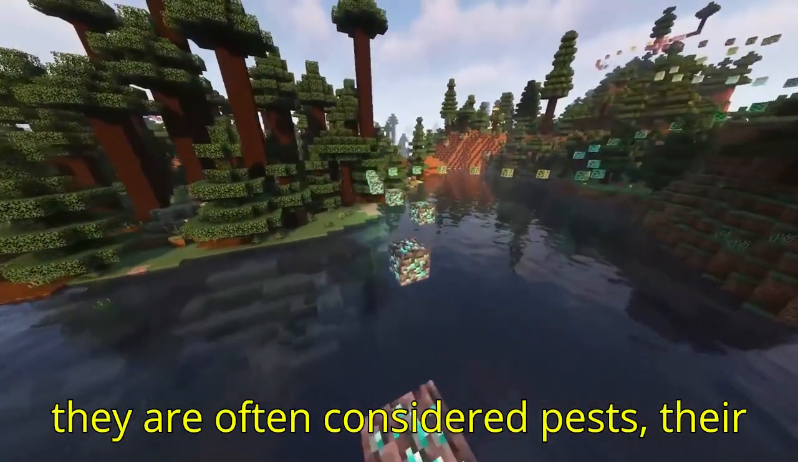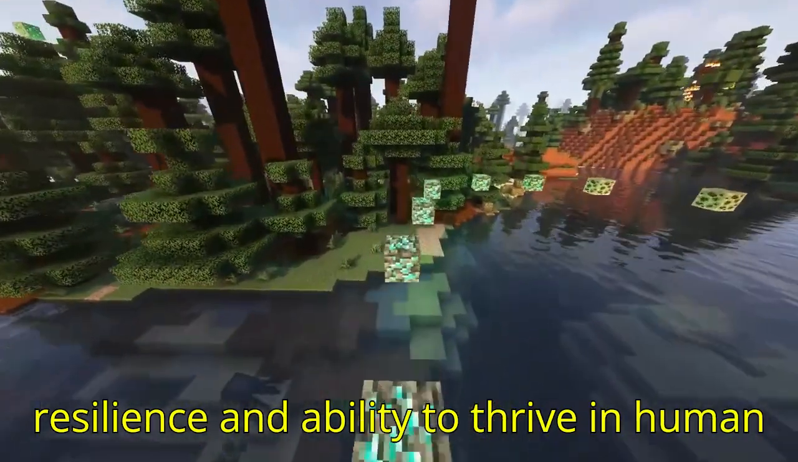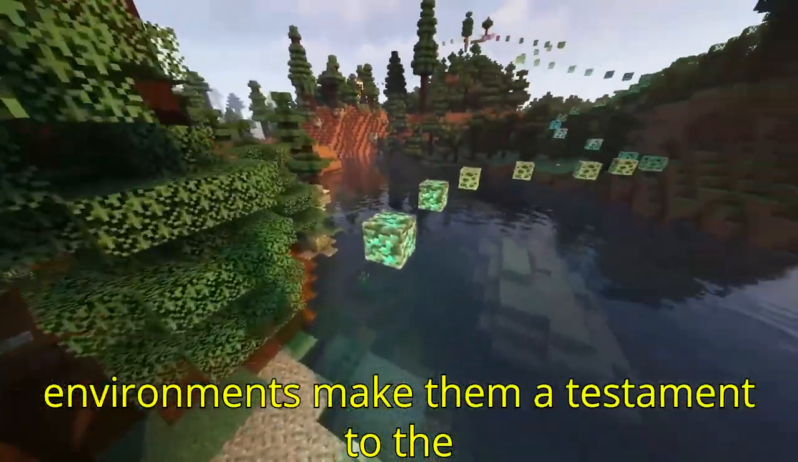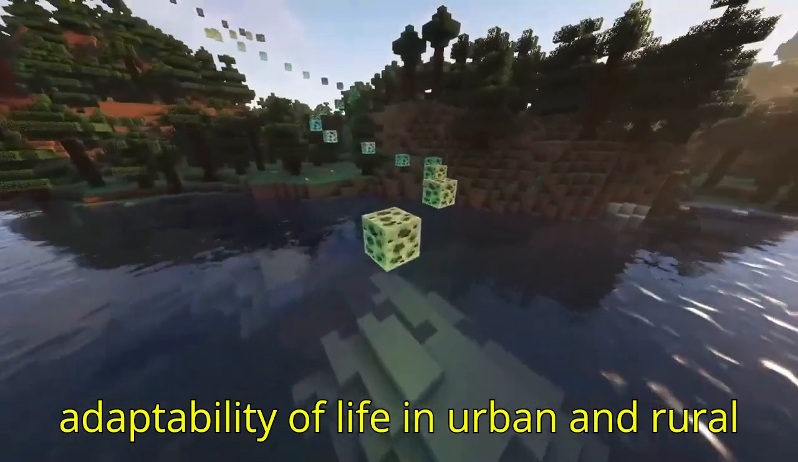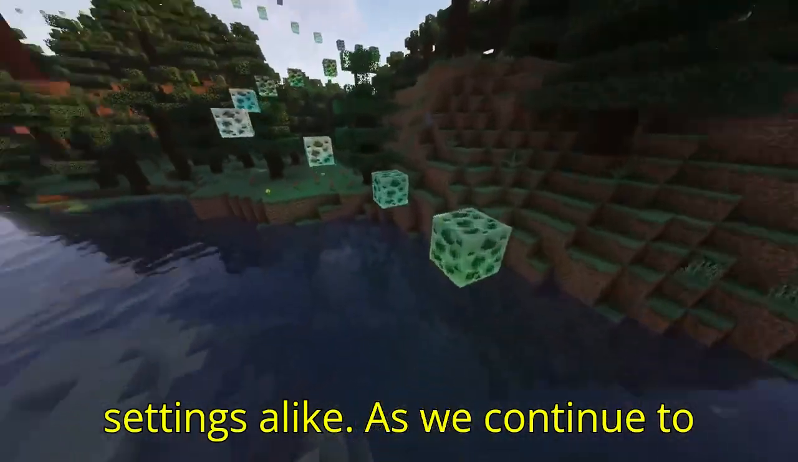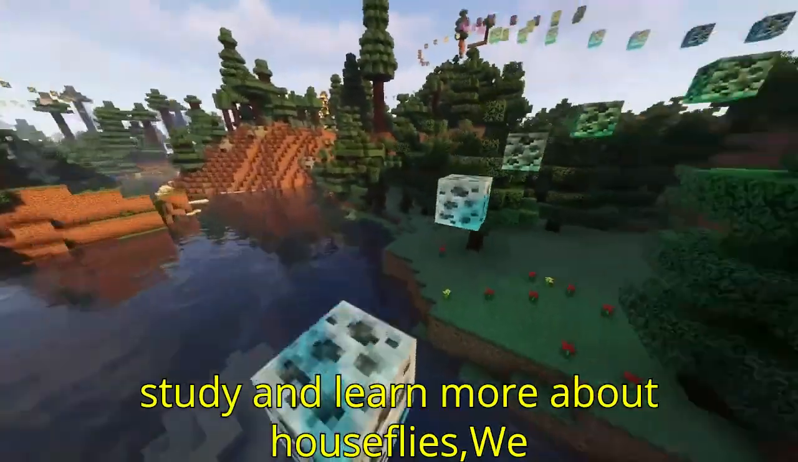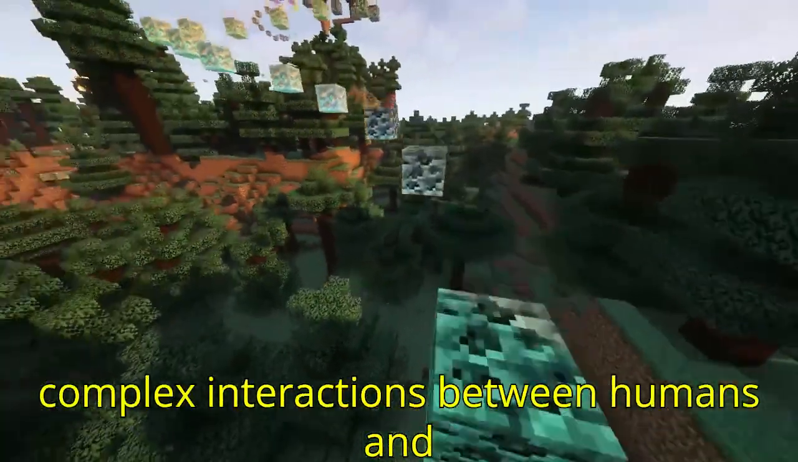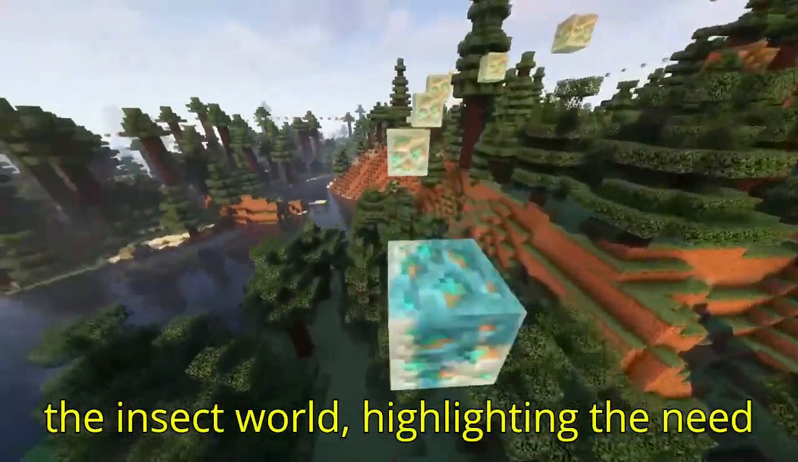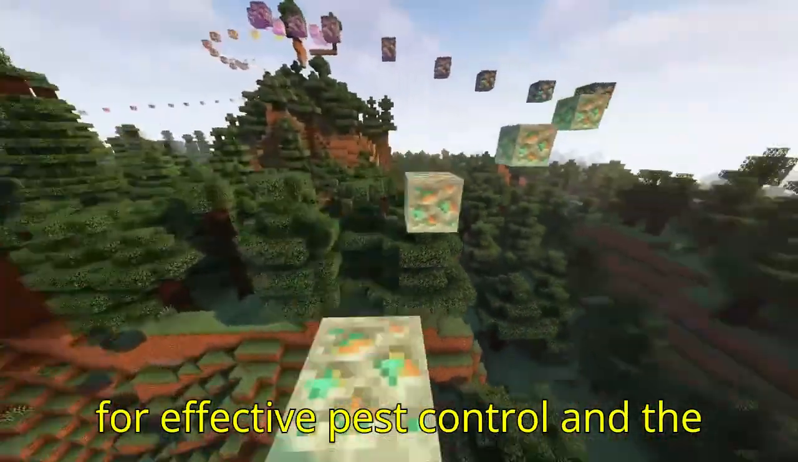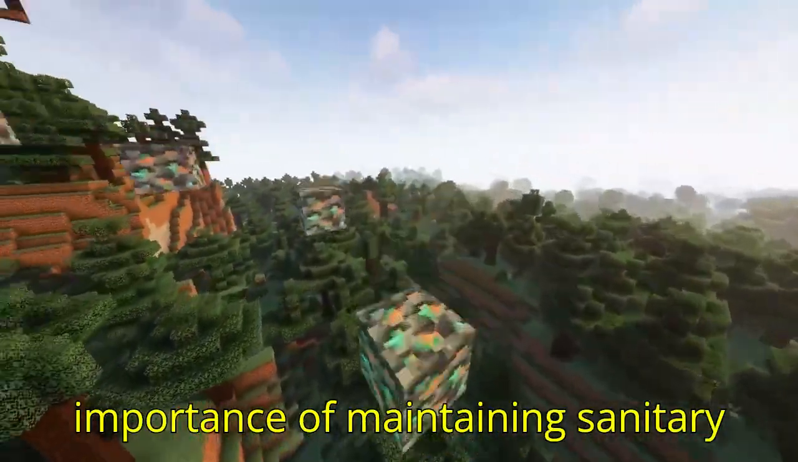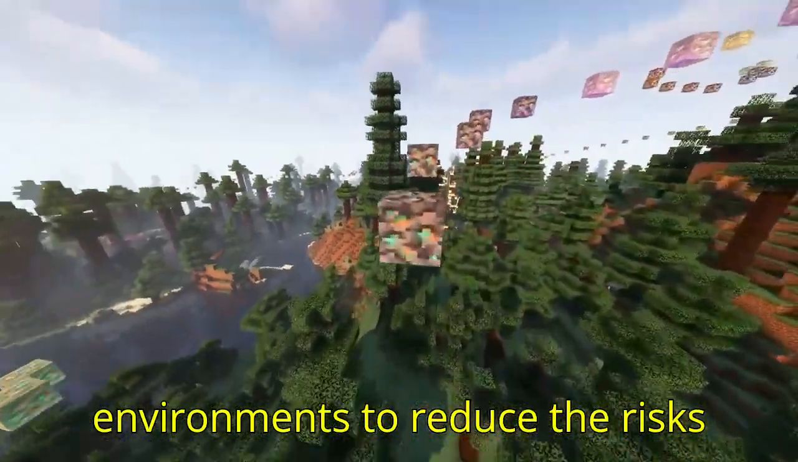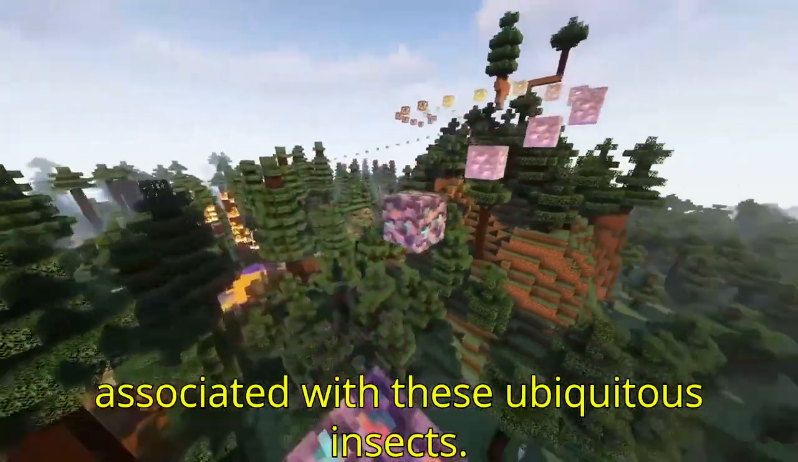While they are often considered pests, their resilience and ability to thrive in human environments make them a testament to the adaptability of life in urban and rural settings alike. As we continue to study and learn more about houseflies, we gain a greater understanding of the complex interactions between humans and the insect world, highlighting the need for effective pest control and the importance of maintaining sanitary environments to reduce the risks associated with these ubiquitous insects.